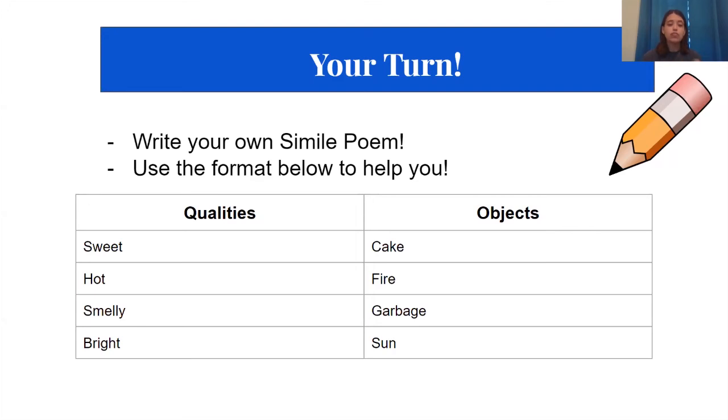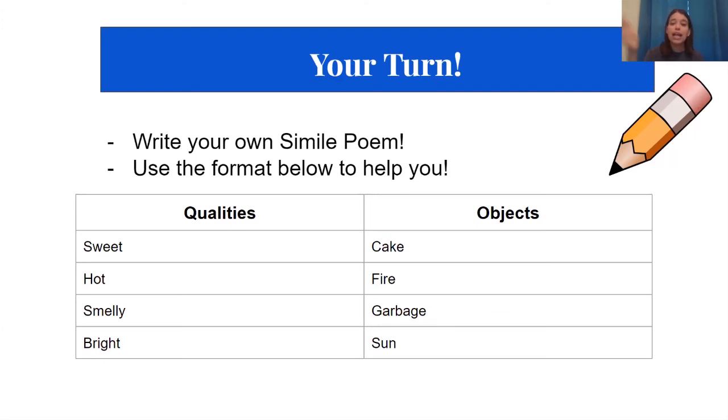As you see here, I gave you some examples of what qualities are: sweet, hot, smelly, bright. These are different ways something can be. Something can be sweet, hot, bright, or smelly. So I want you to write qualities on one side. It can make it easier if you write about something, like mom, or dad, or your dog or your house. So maybe pick a topic, write some qualities, and then on the other side, write objects that have those same qualities.